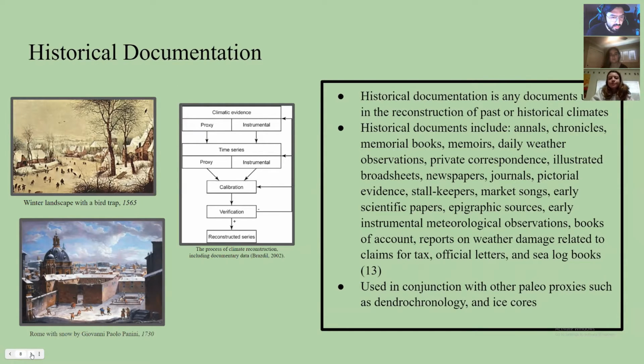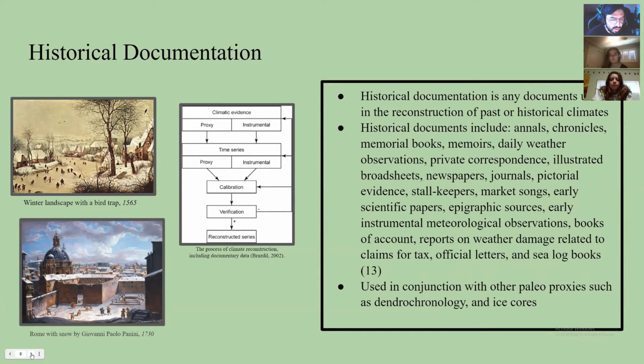Moving on to historical documentation. Historical documentation is any document used in the reconstruction of past or historical climates. Historical documents include annals, chronicles, memorial books, memoirs, daily weather observation, private correspondence, illustrated broadsheets, newspapers, journals, pictorial evidence, stall keepers, market songs, early scientific papers, epigraphic sources, early instrumental meteorological observations, books of account, reports on weather damage related to claims for tax, official letters, and sea log books.